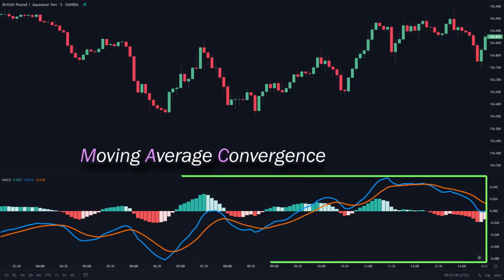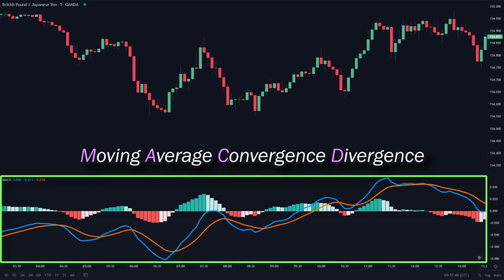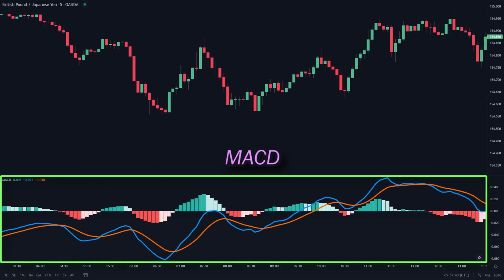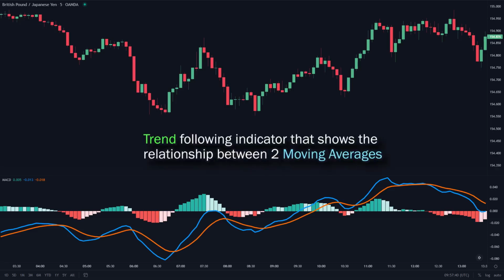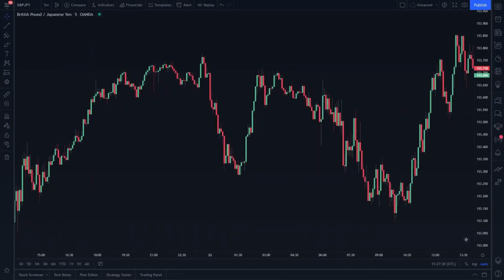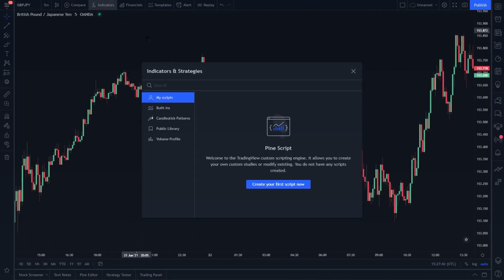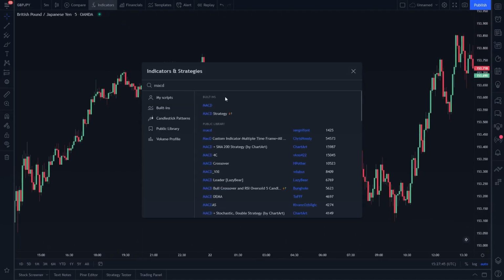The moving average convergence divergence, also known as the MACD, is one of the simplest and most popular indicators used by traders. Essentially, it is a trend-following indicator that shows the relationship between two moving averages. So first, let's apply it onto our chart. You want to go to the indicator section, type in MACD, and click the one on top.